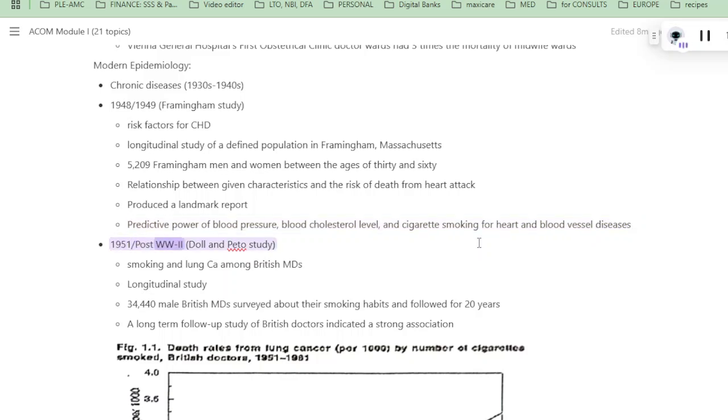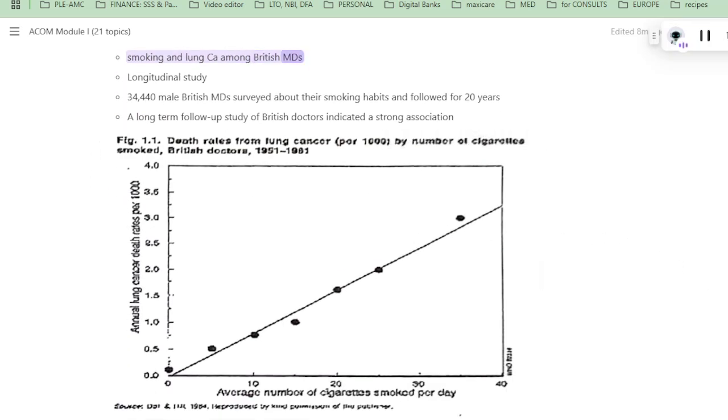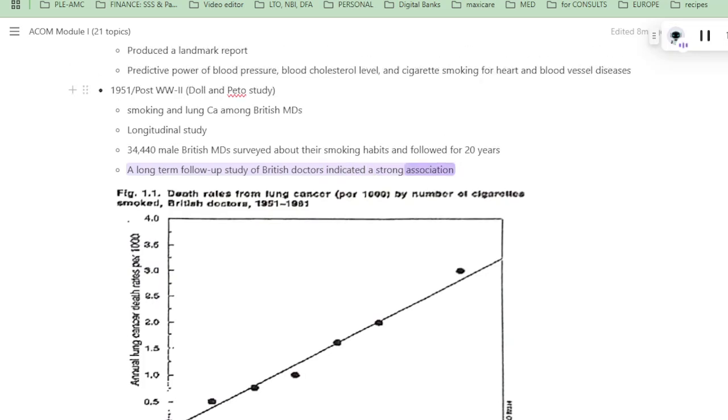1951, post-WW2, Doll and Peto study: smoking and lung cancer among British MDs. A longitudinal study in which 34,440 male British MDs were surveyed about their smoking habits and followed for 20 years. The long-term follow-up study of British doctors indicated a strong association.